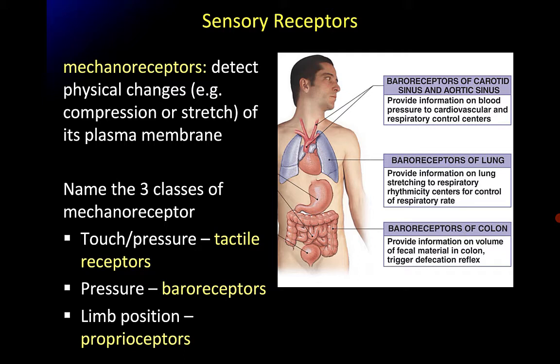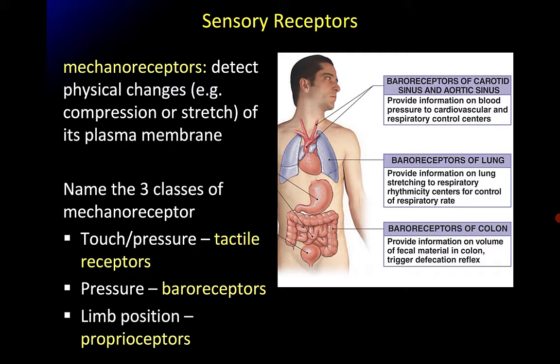So if we begin with tactile receptors, these are the ones found within our skin, which are going to detect touch or pressure. So when we grab a hold of something, let's say with our hands, we know that we're doing that because we can feel that object and we can feel how much pressure we have on that, because there are different kinds of receptors.